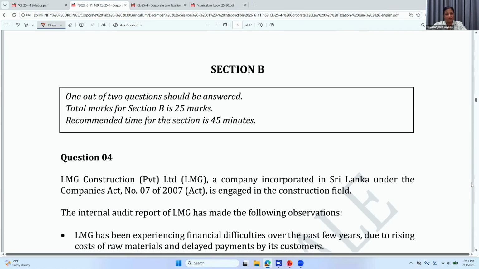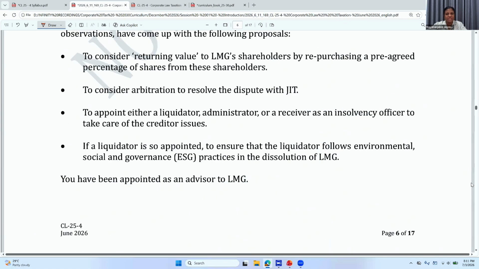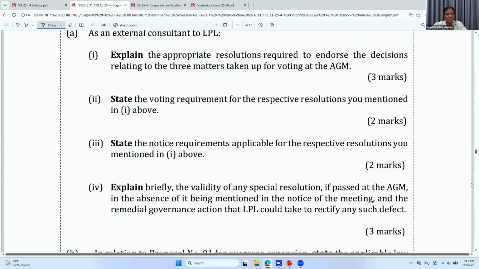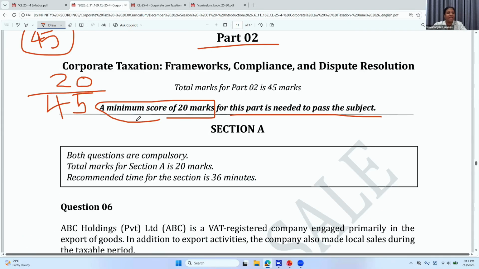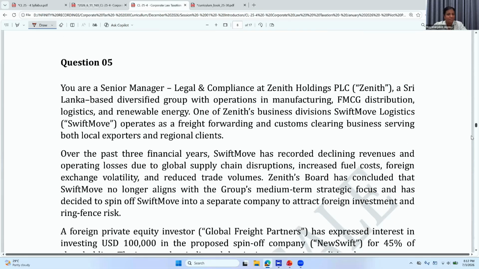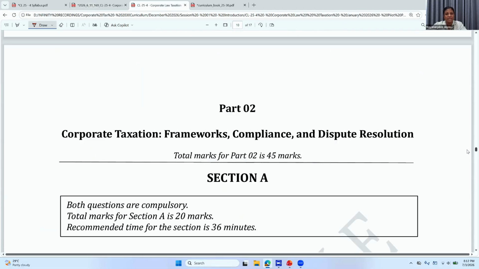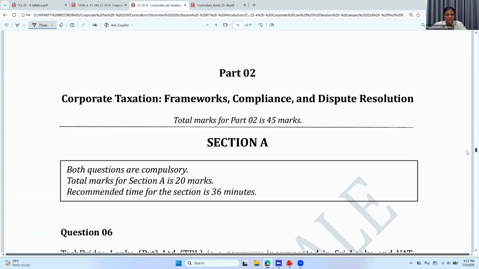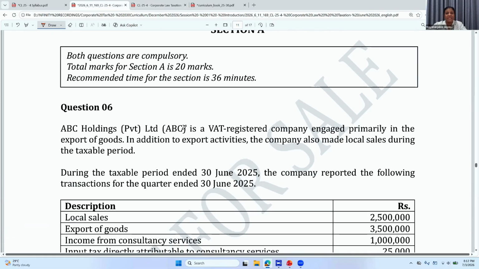Then again, I need to come to the question. Here, a minimum score of 20 marks, this rule I have now given to you. Then in the question here, we need to do the pilot paper because these are the things which we have. Then I need to come to action verbs. In the action verbs, the time and everything it has given is convenient for you all.